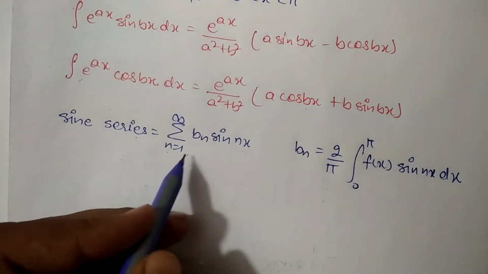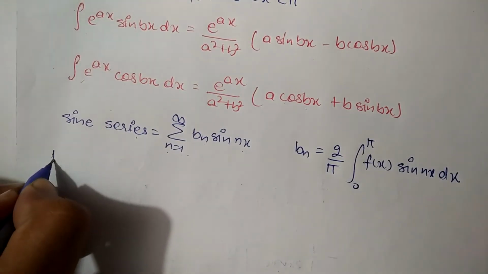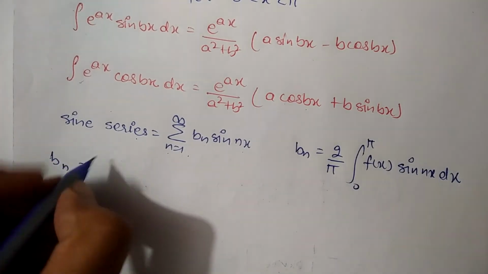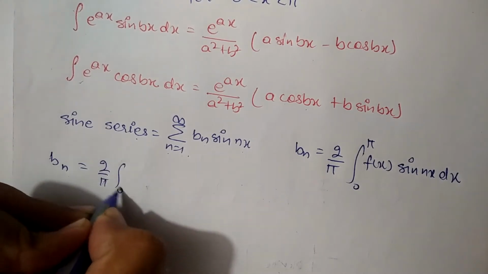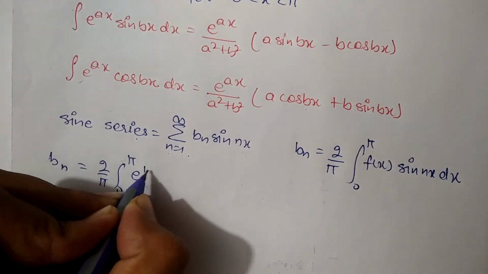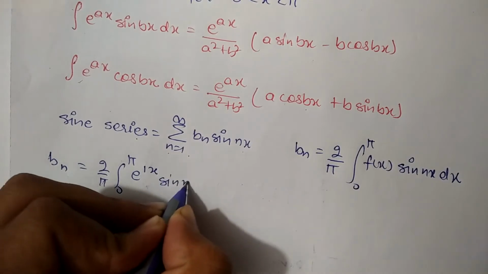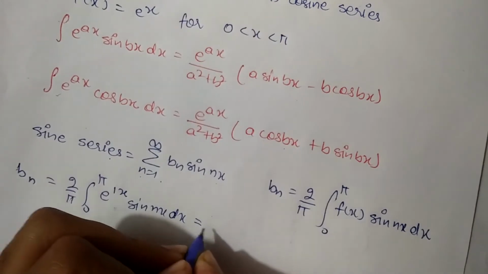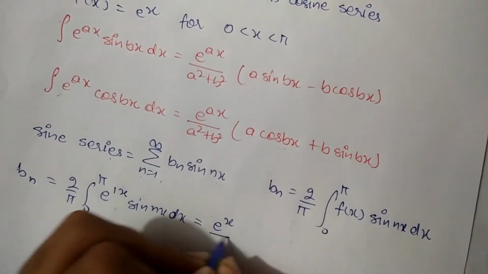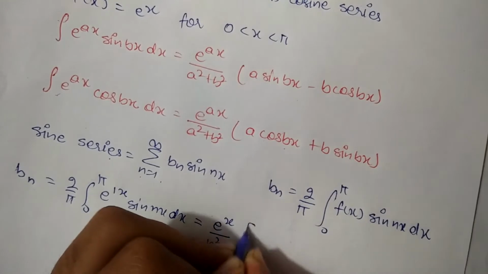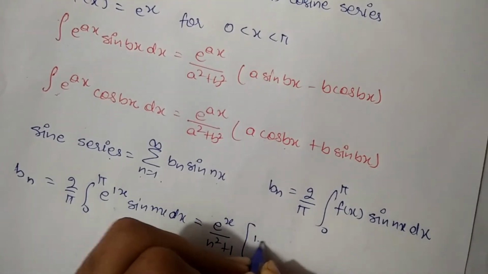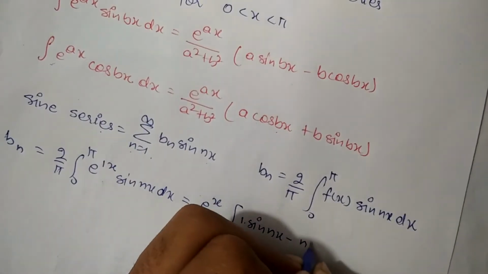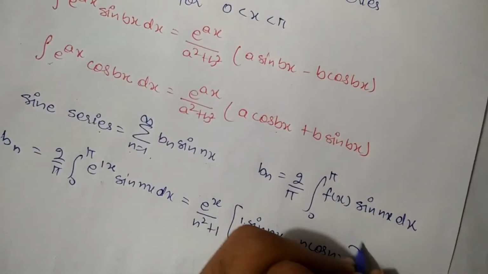Okay, so first of all I will calculate the value of bn. bn will be equal to 2 by pi times the integral from 0 to pi of e^x sin nx dx. Its integration, applying this formula, will become e^x divided by (n square plus 1) into (a sin bx, a means 1, sin nx, minus b cos bx, b means n, cos nx). Now putting the limits from 0 to pi.